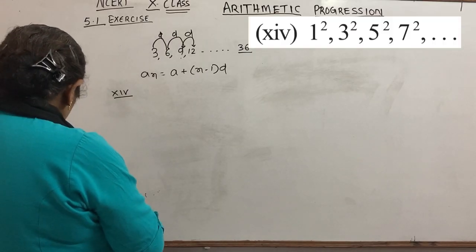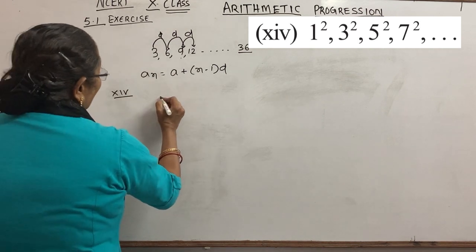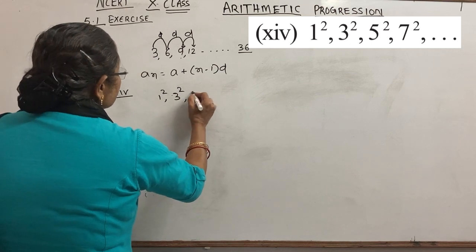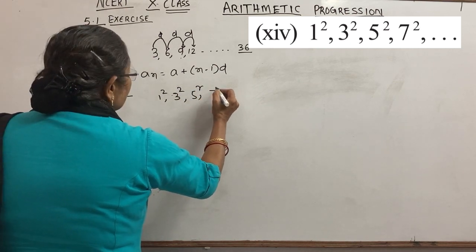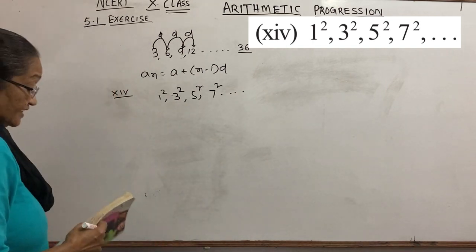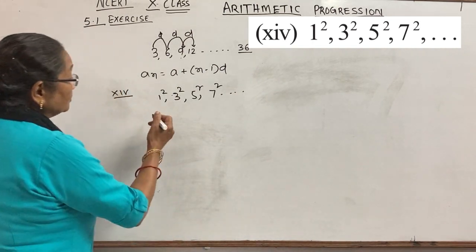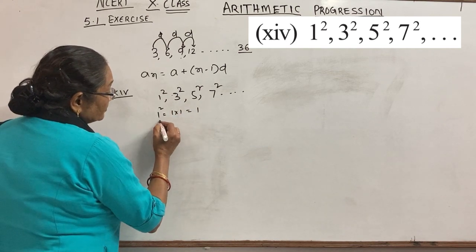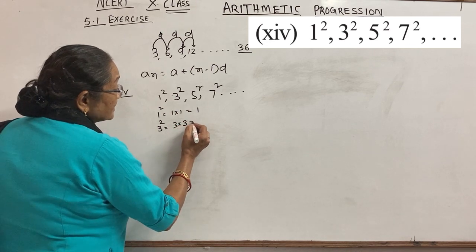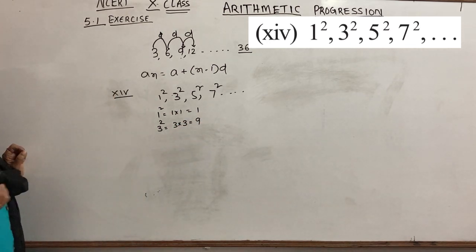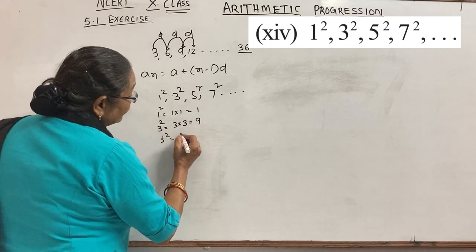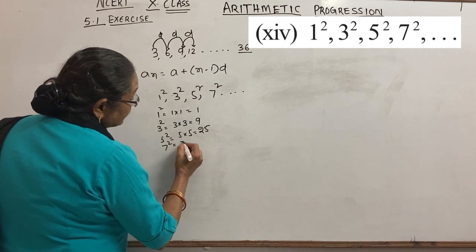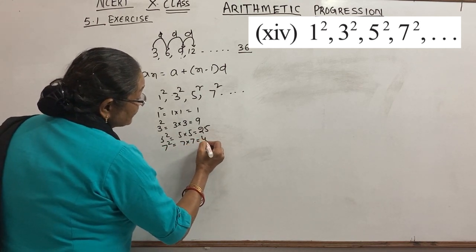Okay. The next sum is squaring: 1 square, then 3 square, 5 square and 7 square, and so on. Now let's see, it is square. So here what you will do, what is 1 square? 1 square equals 1 into 1, which is 1. 3 square, 3 into 3 is 9. 5 square is 5 into 5, which is 25. 7 square is 7 into 7, 7 sevens are 49.